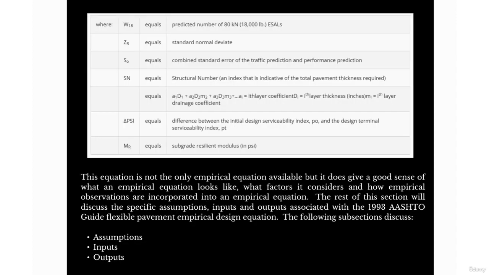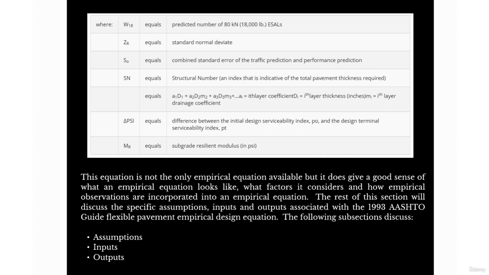The variables for the equation: W18 is the predicted number of 80 kN axle loads, so that's your axle 80s. The ZR is the standard normal deviate. The S0 is the standard error of the traffic prediction and the performance prediction. The SN is the structural number. I'll explain what the structural number is, but it's an index that's indicative of the total pavement thickness required. I'll explain further as we go in. So those are all the variables.